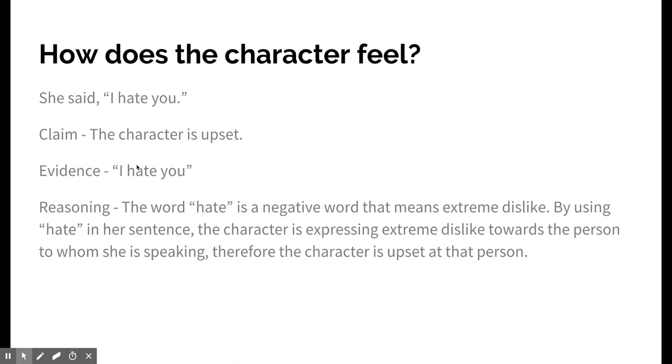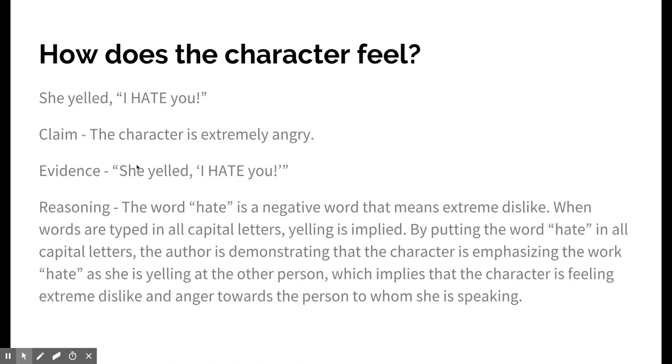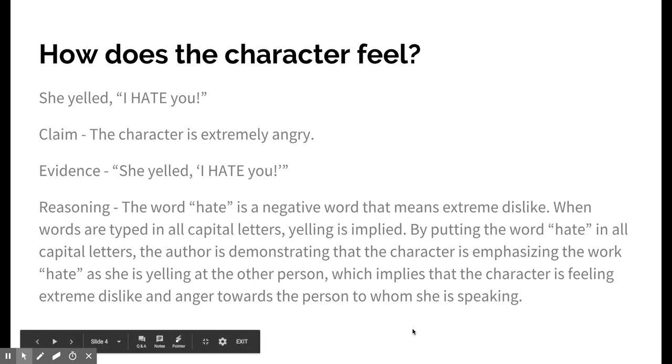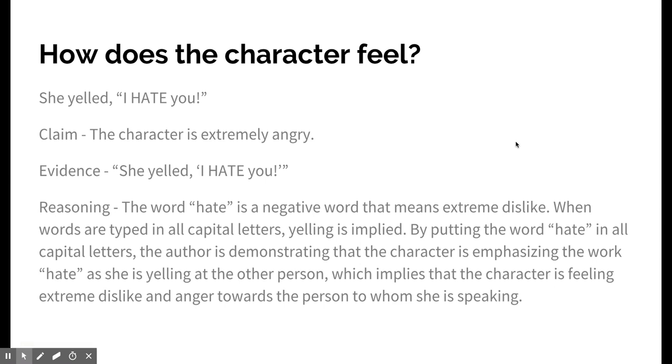Now, I'm going to use the same sentence, but I'm going to change some of it up. So: She yelled, "I HATE you." Claim: the character is extremely angry. We're no longer just upset, we're extremely angry. And the evidence is she yelled, "I HATE you." And the reason you're seeing the extra quotes is because I'm quoting the entire sentence, and a quote within a quote gets a big quote around the outside and little quotes around the inside. That's why it looks like that. So now the reasoning is the word hate is a negative word that means extreme dislike. When the words are typed in all capital letters, yelling is implied.